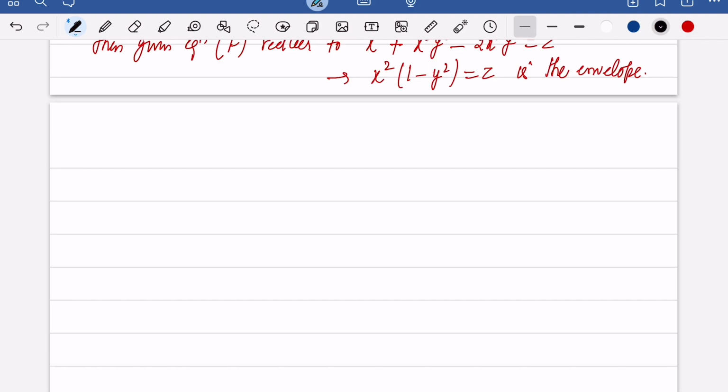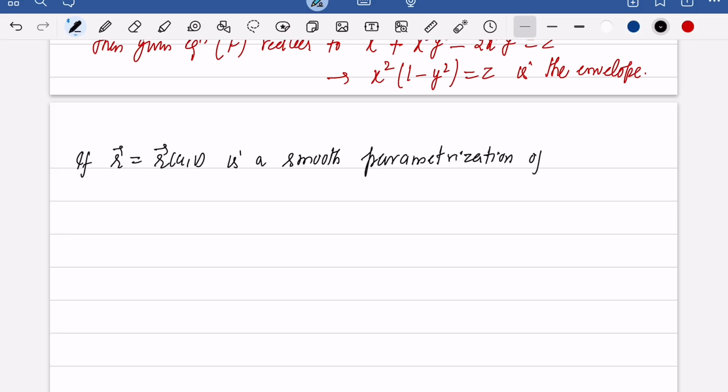Now let's take up the first and the second fundamental formulas, which are defined in terms of the first and the second order fundamental magnitudes. So we begin like this: if we have r is equal to r of u, v, a smooth parameterization of a surface, then we can define the direction vector.